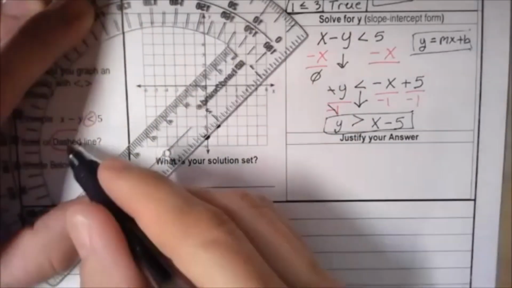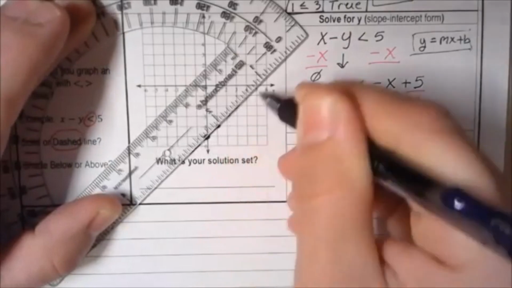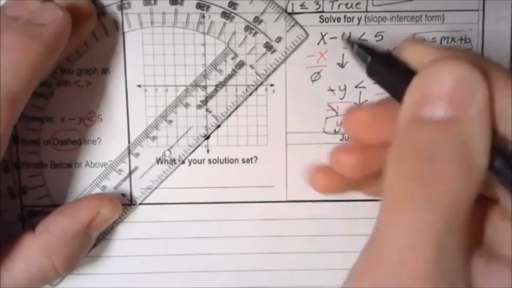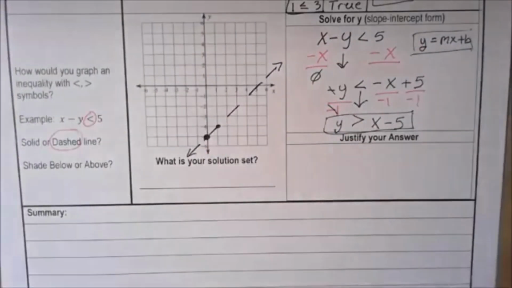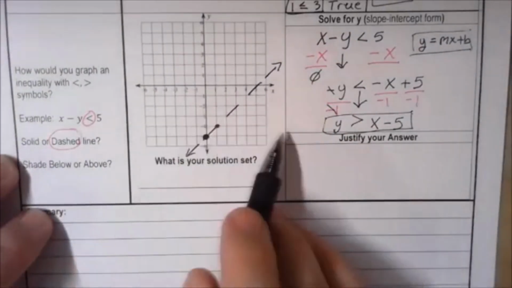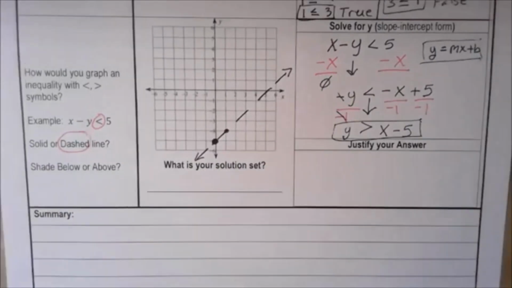Notice that we do have to have a dashed line, right? So let's make sure this line is dashed. Perfect. And now that we're done, we just got to pick a point on either side to go ahead and try it out and see which one makes a true statement.